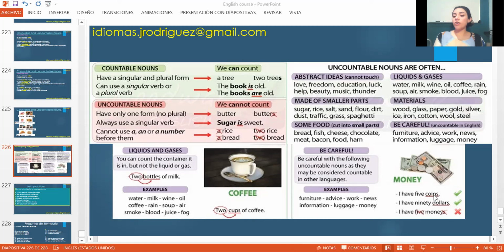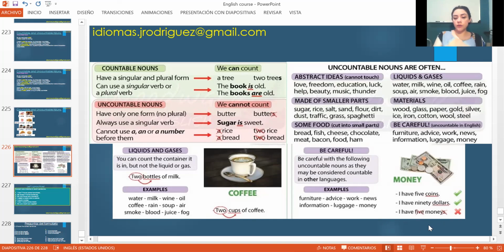I have 5 coins. Coins, it is countable. Tengo 5 monedas. Monedas, countable. I have $90. Tengo $90. Dollars, countable. But not, I have 5 monies. No. It is not possible because money is uncountable.